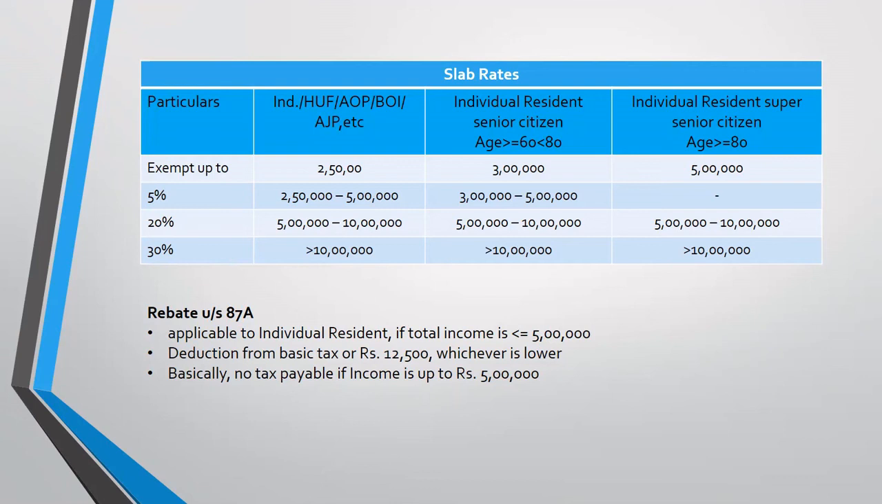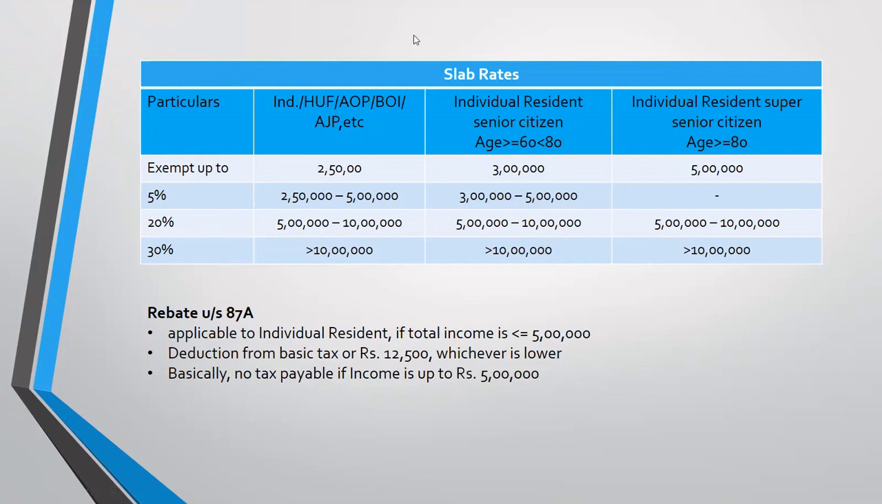For an individual resident, super senior citizen, which is an individual whose age is more than 80, 5 lakh income is exempt. So 5 to 10 lakh is taxable at 20% and more than 10 lakh is taxable at 30%. Here you should bear in mind that the senior citizen tax rate is obviously applicable only for the individual and not for the HUF or AOP or BOI.